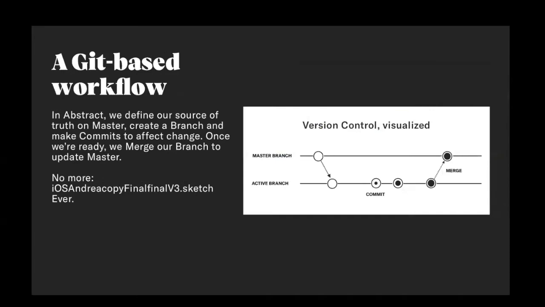So then a Git-based workflow. Where Abstract got started is our two founders, Josh Brewer and Kevin Smith. Josh Brewer is a designer, Kevin Smith is an engineer. They were working together on some projects, and they just noticed that design workflow wasn't as smooth as it could be. And so they thought, what if we could use version control with our design files? So this is how it got started.